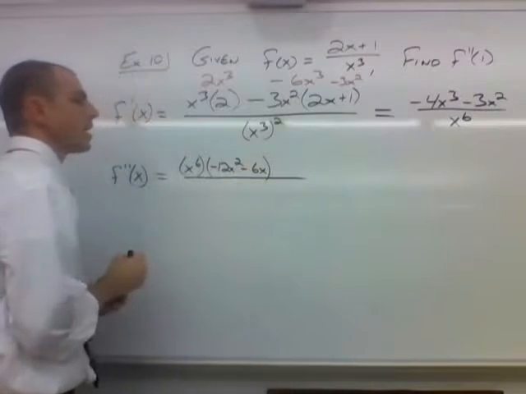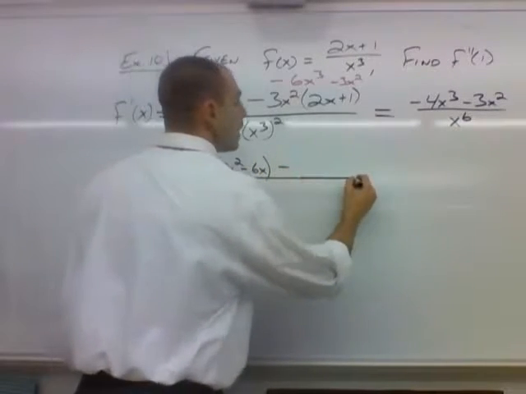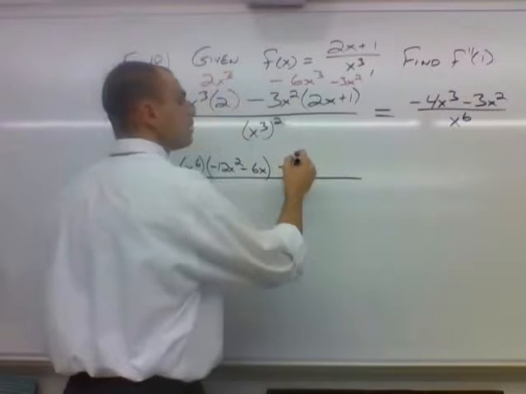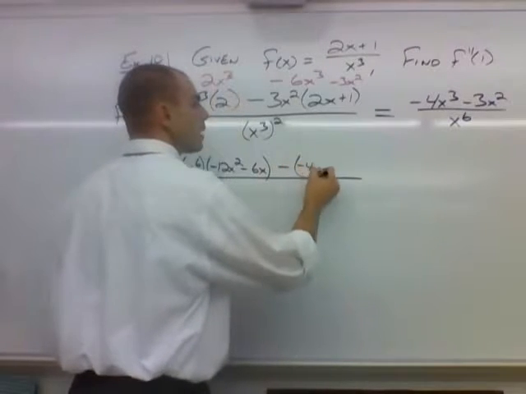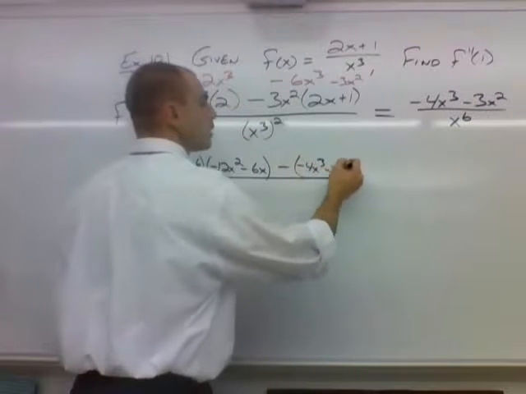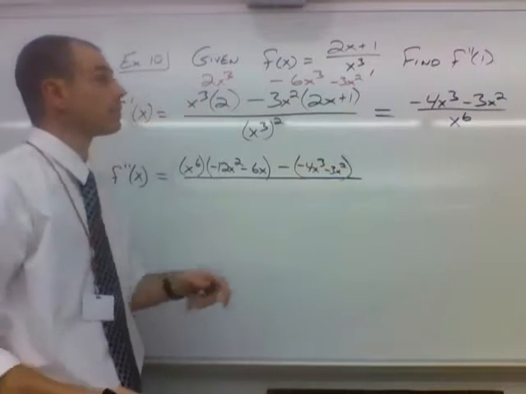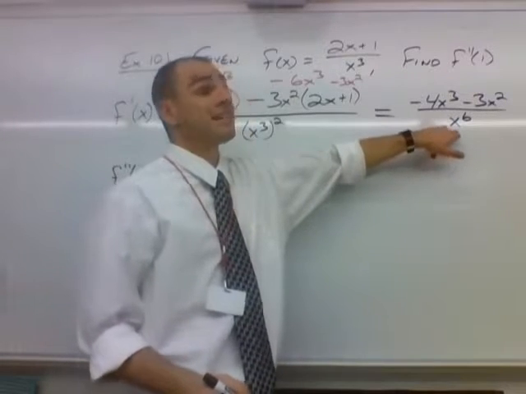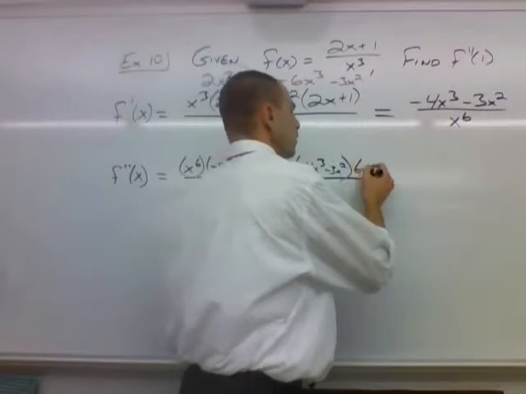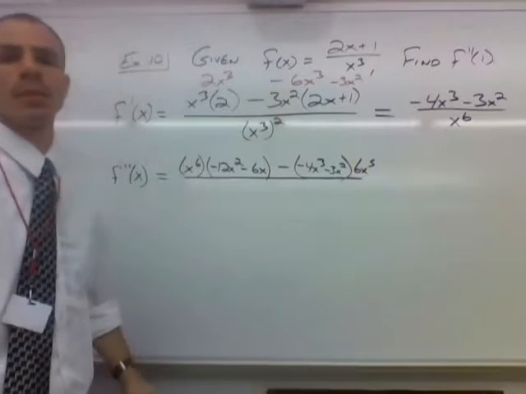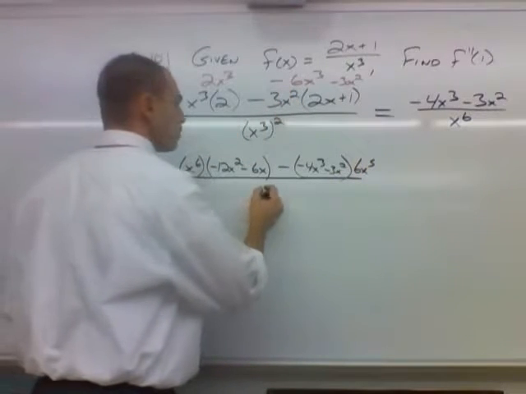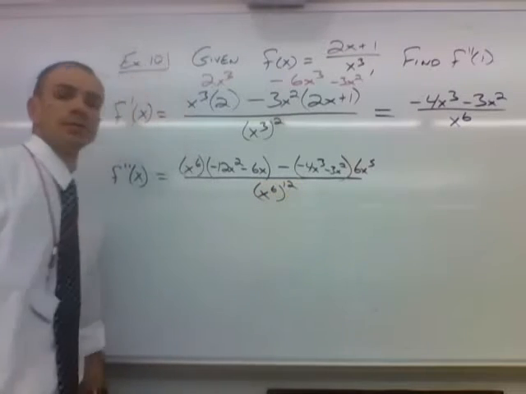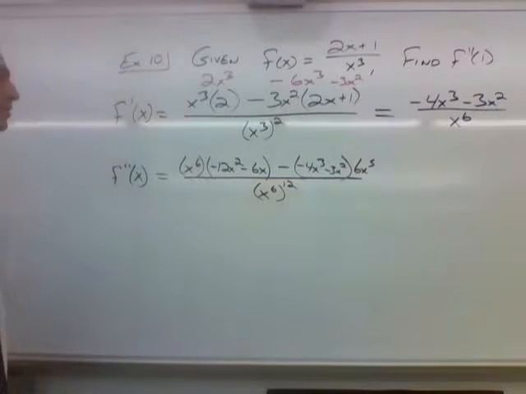So there's bottom d top minus, now we're going to keep the numerator. We're going to keep the negative 4x cubed minus 3x squared. And we're going to multiply it by the derivative of the denominator. And the derivative of x to the 6th will be 6x to the 5th. So we've got that as well. Okay, all over the bottom squared. Okay, so there is our second derivative, right?